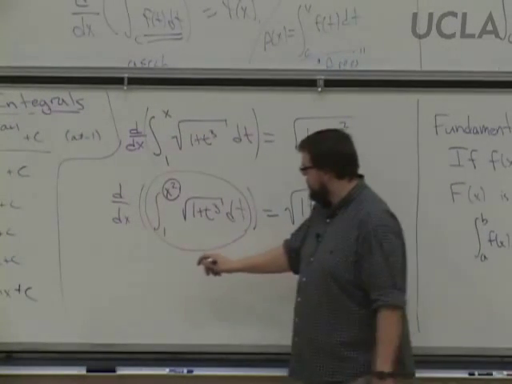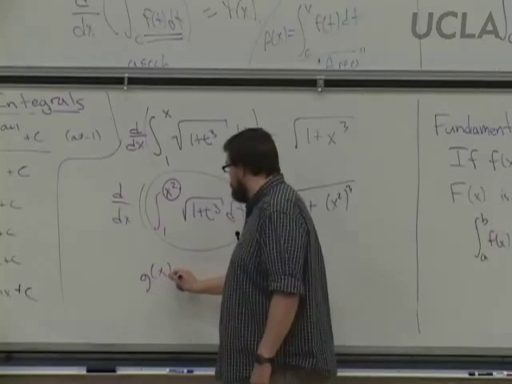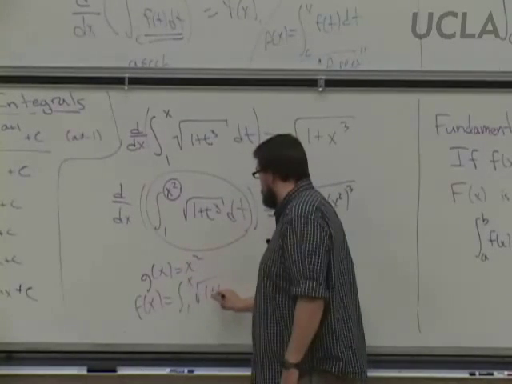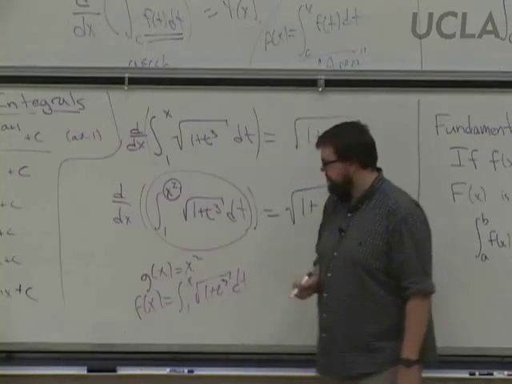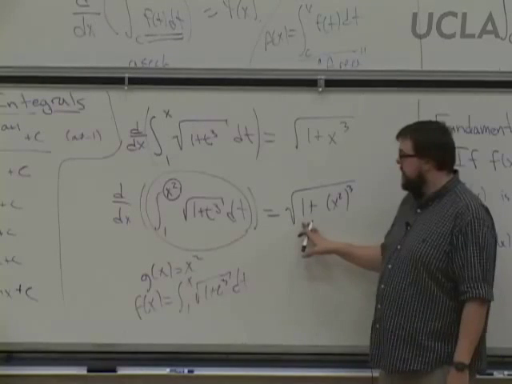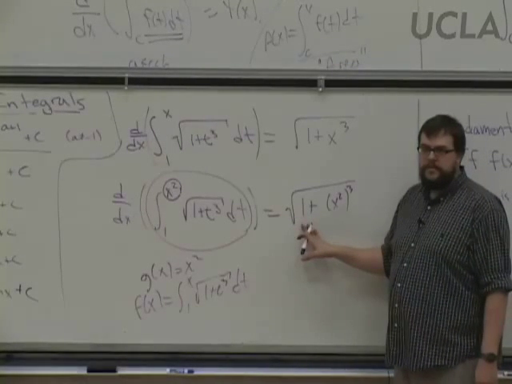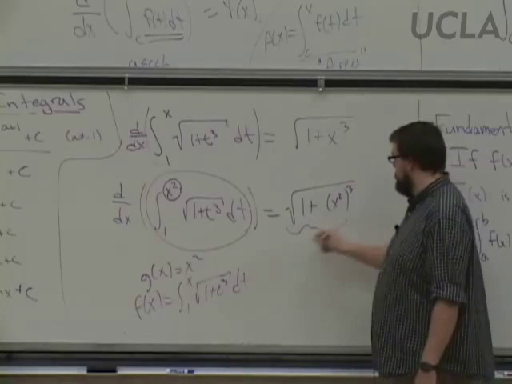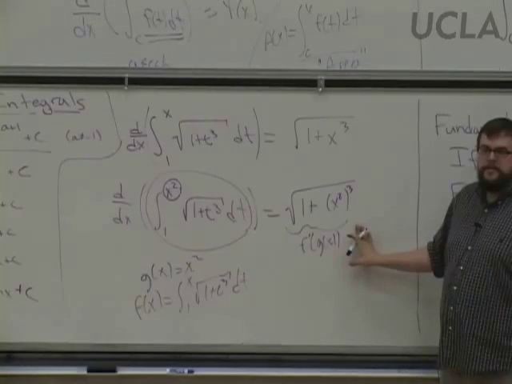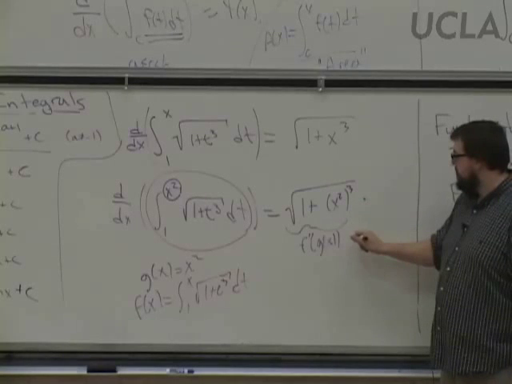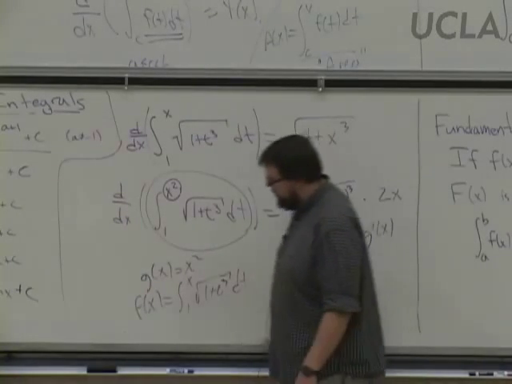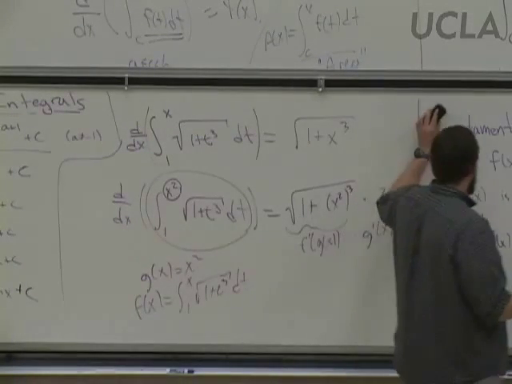Think of this here. If I were to spell this out, g of x is my x squared. F of x is this integral 1 to x square root 1 plus t cubed dt. So this is f prime of g of x. Do I need anything else? Am I missing something? Yeah, I'm missing the g prime of x. In this case, what is that? 2x. OK, so that's that derivative. So let's write down this nice general rule.